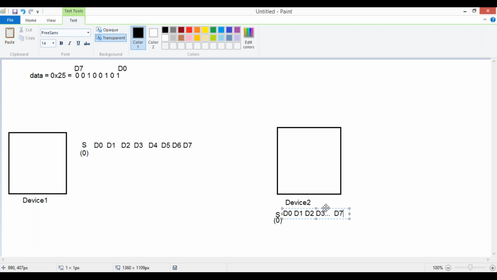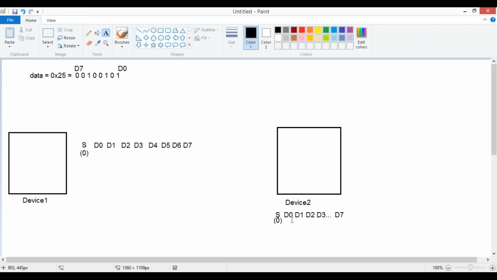Okay. Now, what happened? Munir, let's keep things easy. I will come to that point. So it will transmit D0 to D7 this way, and the bits are received here, D0 to D7.